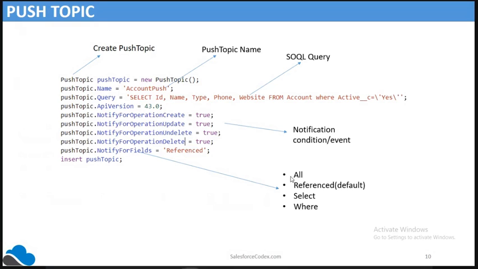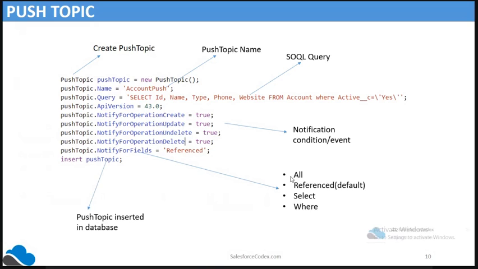In case of referenced, if anything is changing, even if only name is changing, I will notify the subscriber. In case of all, all fields should be updated, then only it will notify. In the select case, any value you are changing in the select clause, like ID, name, type, phone, if something is happening, then only notify. In case of the where clause, we will not look at the fields referred to in select. We will look at the where clause condition, like we have active. So whatever change happens in the active flag, only then I will notify the subscriber. Okay, so these are the important ones.